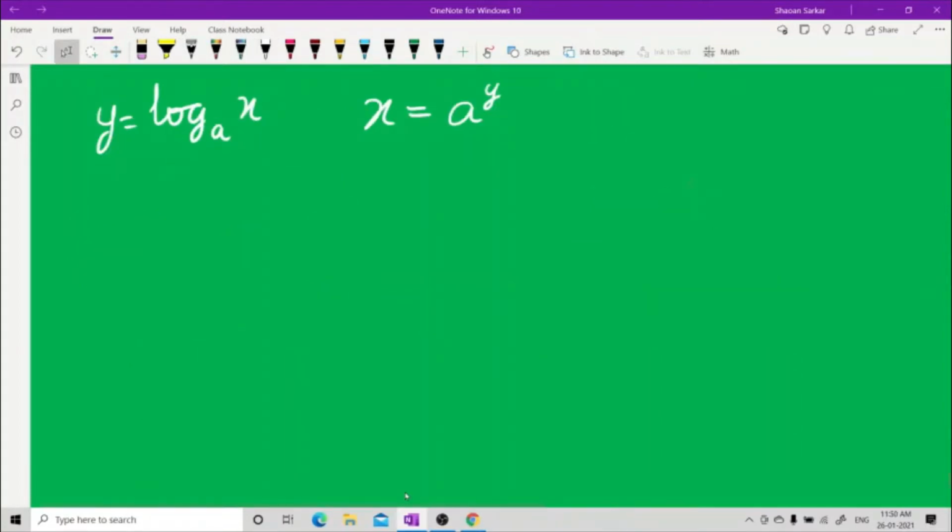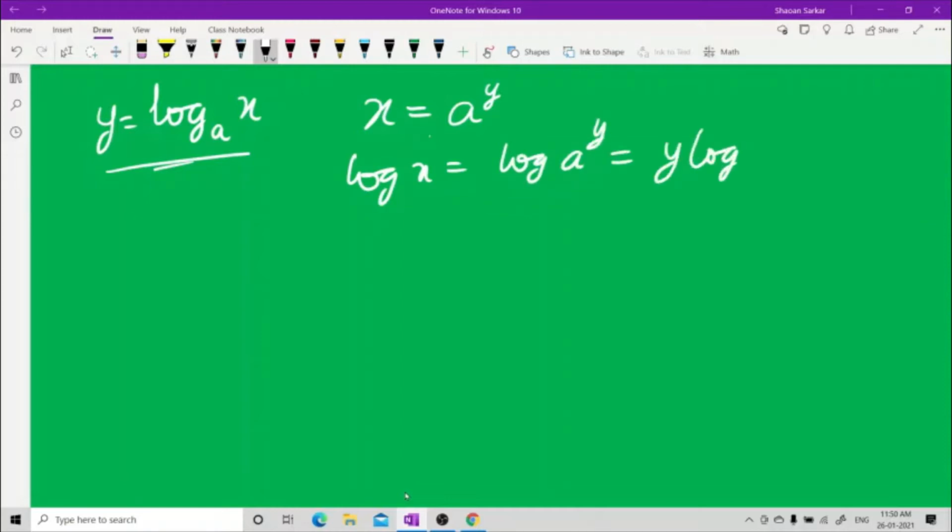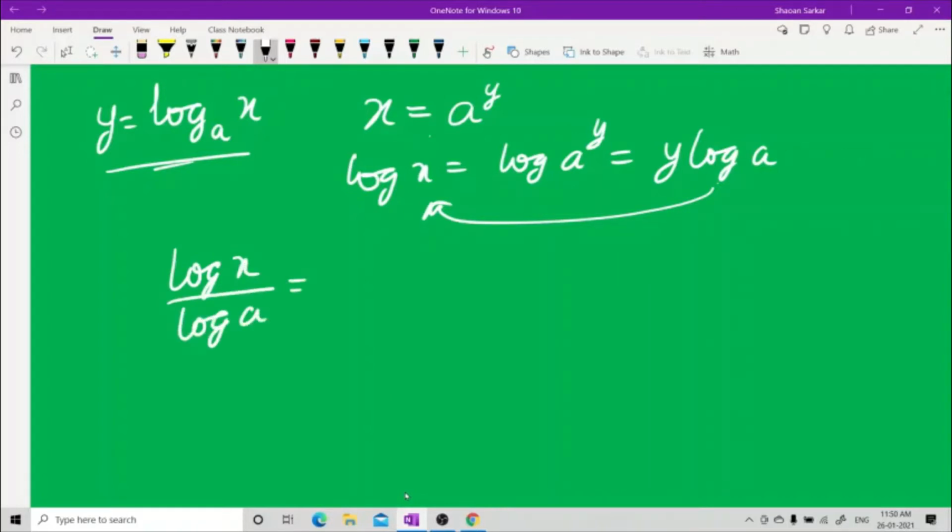You can see y is equal to a to the power of x, and x is a to the power of y. Now I will show you how to get this complete thing from here. Take log both sides. Log x is equal to log a to the power of y. Use the property of log: y log a. Now take this log underneath, so you will have log x upon log a is equal to y. Again using the property of log, which I told you earlier, log base a of x equals y. I hope you got this point.